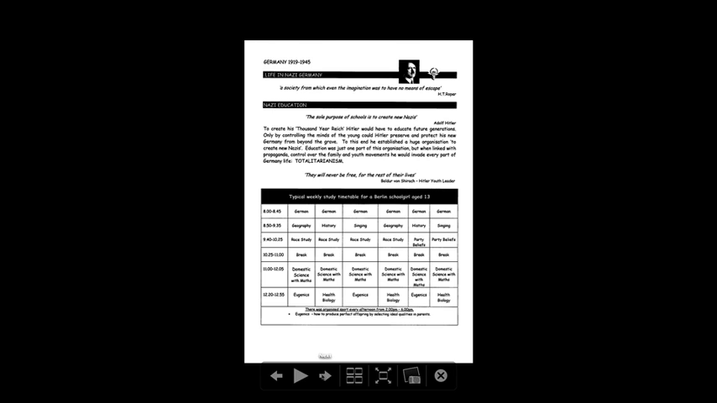Nazi education. The sole purpose of schools is to create new Nazis. Now, immediately, that conflicts with the purpose of education that our students are used to. A purpose which is for them to question and them to participate in a liberal democracy. In Nazi Germany, the only purpose of education was to breed the next generation of Nazis, and that next generation of Nazis would help the Nazi state outlive Adolf Hitler. To create his 1,000-year Reich, Hitler would have to educate future generations. Only by controlling the minds of the young could Hitler preserve and protect his new Germany from beyond the grave.